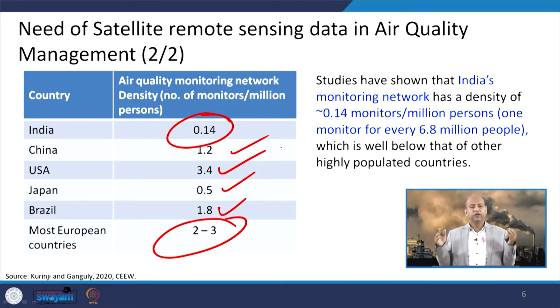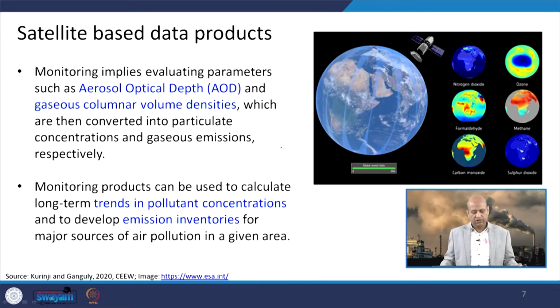So we need a lot of other sources of information, and satellite information can really fill this gap, because of the limitations of surface monitoring. When we talk about satellite-based data products, there are many. Monitoring implies evaluation of different parameters such as aerosol optical depth (AOD) and gaseous columnar volume densities, which are then converted into particulate concentration values and gaseous emission values.